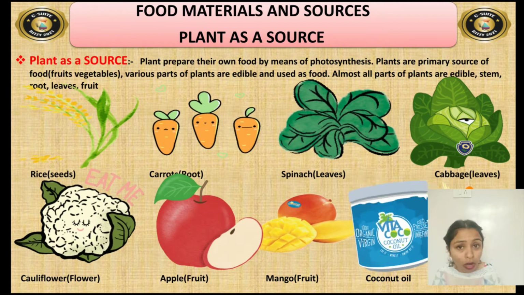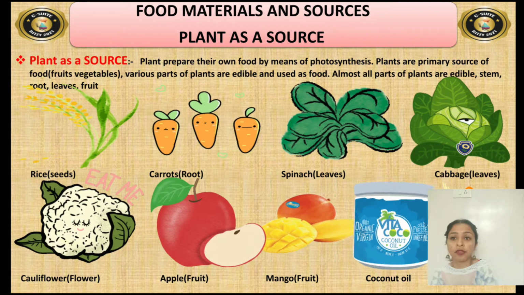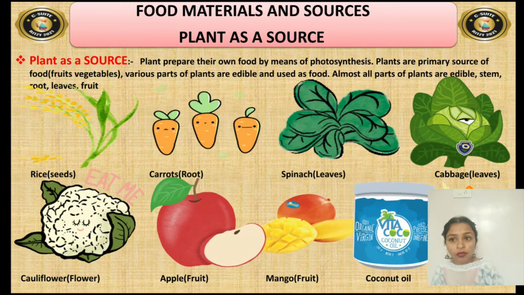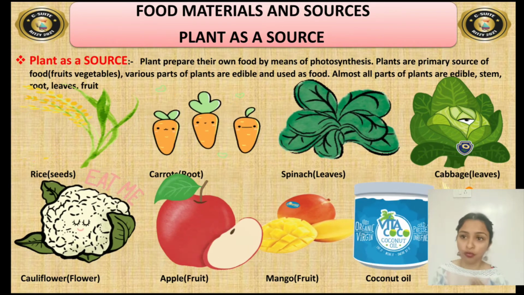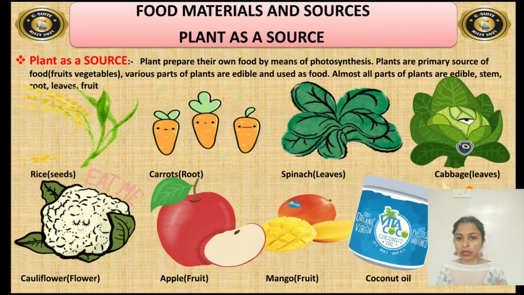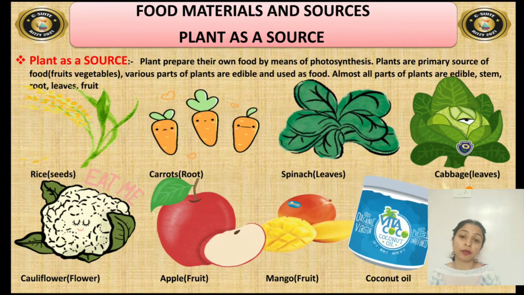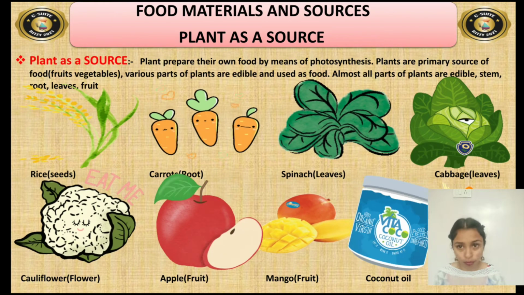Not of all plants, but of some plants we eat roots, of some plants we eat stems, of some plants we eat leaves, and of some plants we eat fruits. So we are going to discuss them in detail. Before that, first, plants give us cereals. What are cereals? They are the staple food of human beings.